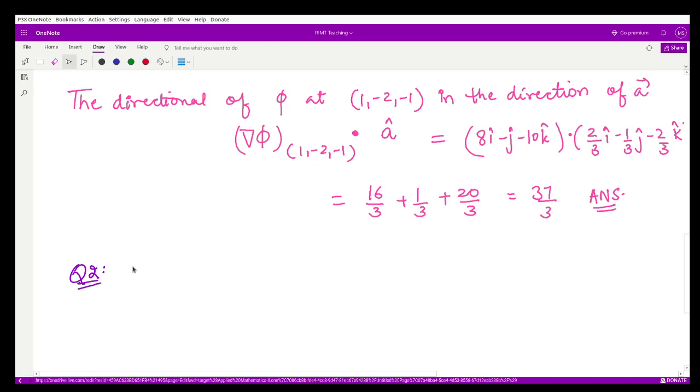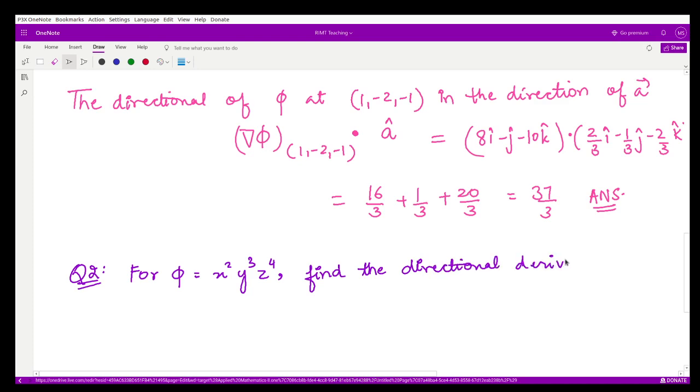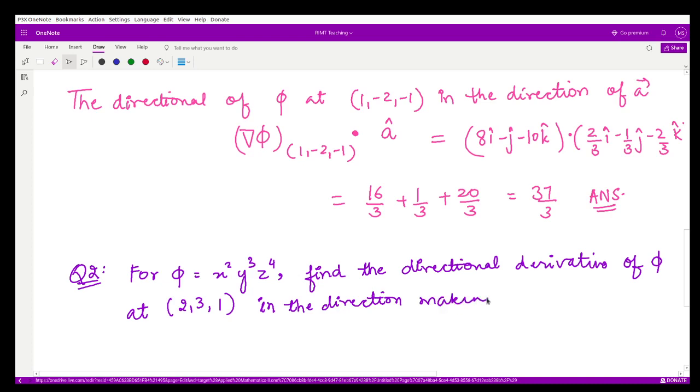It says that for the function phi, which is given to be x square y cube z to the power 4, you are to calculate the directional derivative of phi at the point 2, 3, 1 in the direction making equal angles with x, y and z axis. So this is our question.